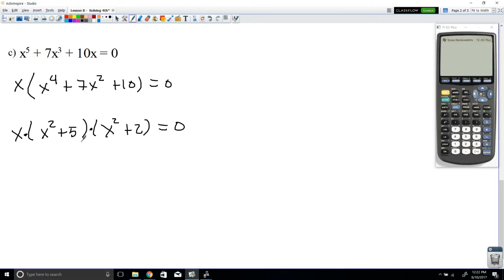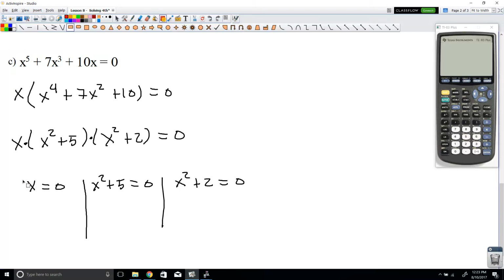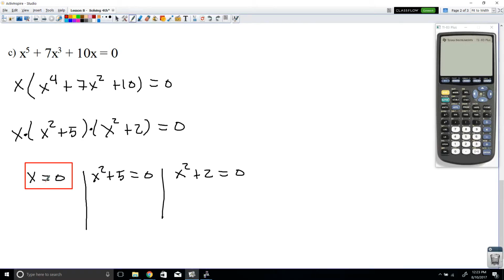So what we can do is get each one of them equal to 0. I'm going to get the first multiple, which is x, and set it equal to 0. I'm going to get the second multiple and set it equal to 0. And I'm going to get the third multiple and set it equal to 0. All right, so notice that this is already solved. We have one solution right away: x equals 0. There's nothing we can do. x is already solved, so that's it.